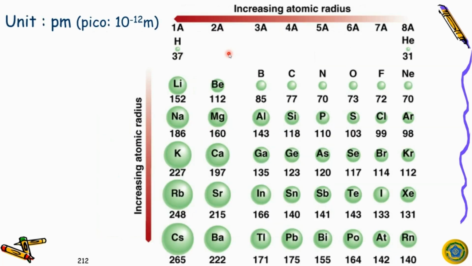So this is the size of the atoms. And as you can see, this is group 1A in the periodic table, 2A, 3A. You have the transition metals missing here, we don't talk about this now. Then 3A, 4A, 5A, 6A, 7A. And the unit of the number here is called picometer.